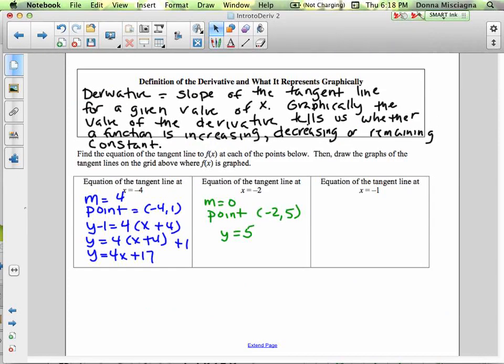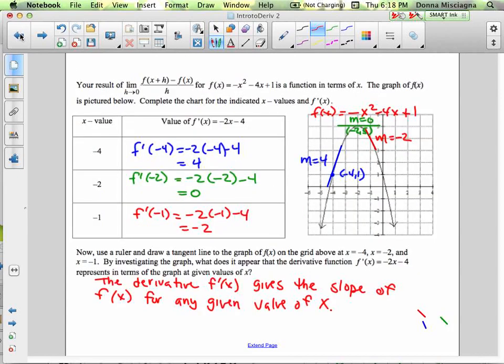And then the equation of the tangent line at x equals negative 1. Right? So the slope is negative 2. And at negative 1, that looks like the point (-1, 4).